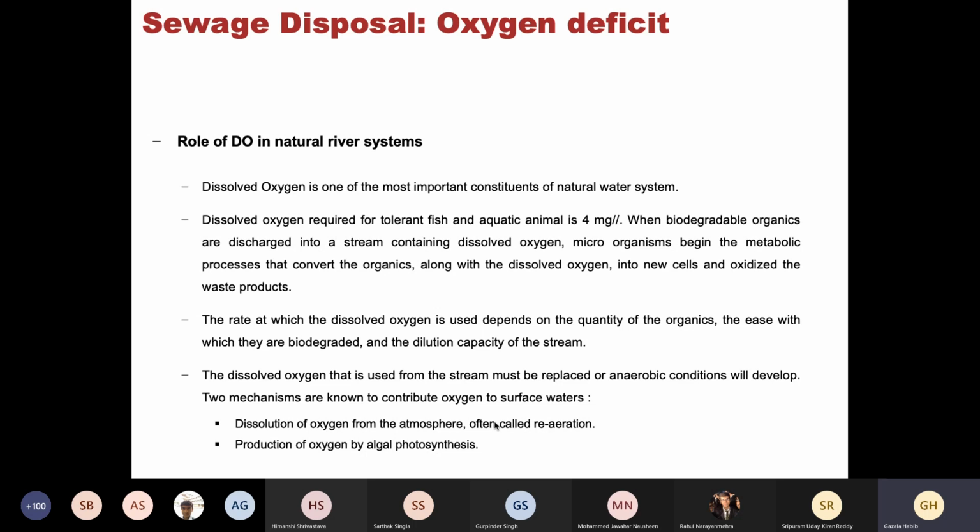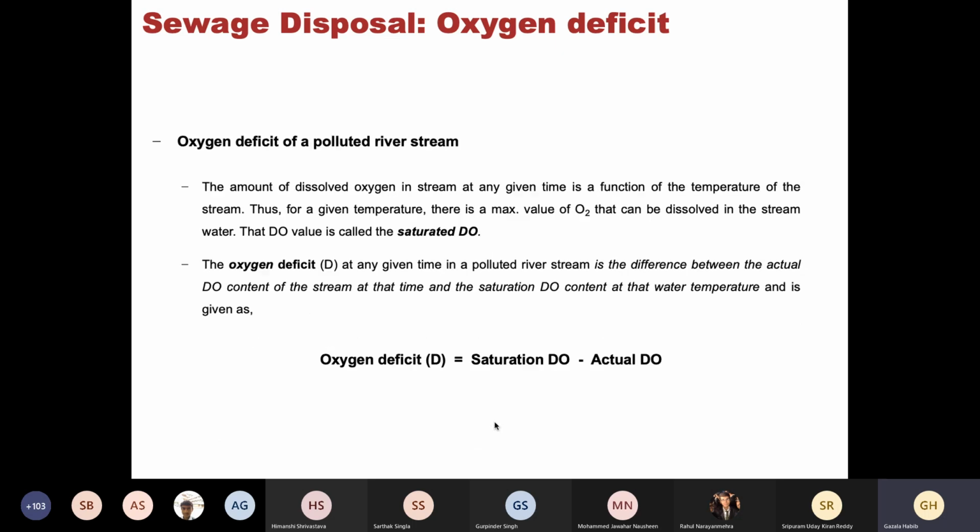And this can also be done by algal photosynthesis. Algae also produce oxygen. So two processes are happening in the water body when we dispose of the sewage in it. One is the deoxygenation process, which is decrease of oxygen. The other is the reoxygenation process, which is replacement or re-aeration of the water body, or production of oxygen by photosynthesis. So basically, what will happen then?